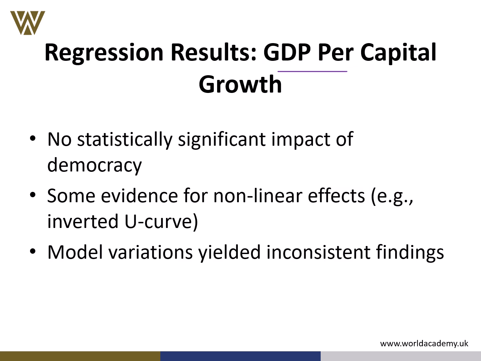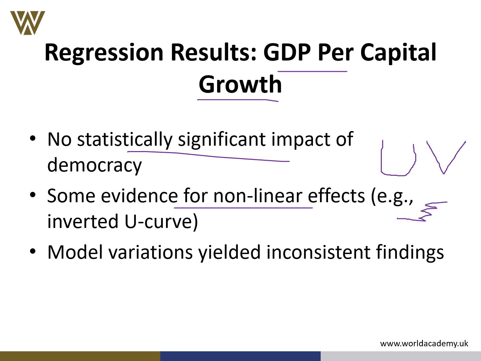Regression results for GDP per capita growth: no statistically significant impact of democracy, and there is some evidence of nonlinear effects, such as an inverted U-shaped relationship. There are certain democracies which have a V-shaped recovery, and then there are certain democracies which have a structural reform recovery altogether. That is what we need to understand. So model variation gives inconsistent findings everywhere.